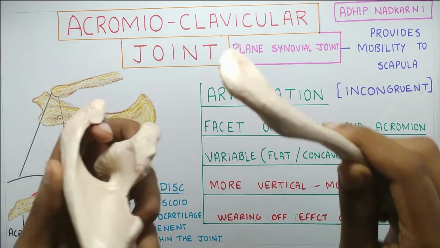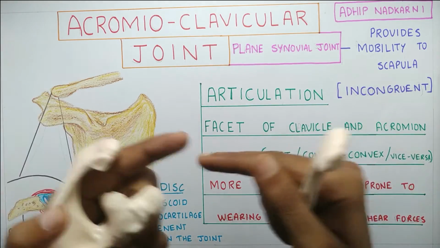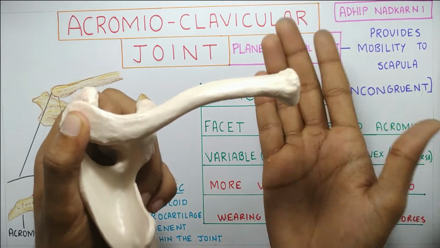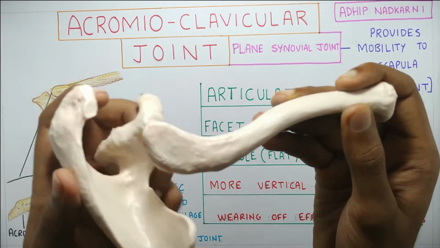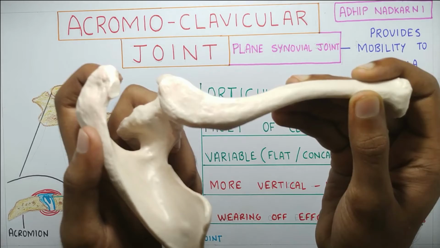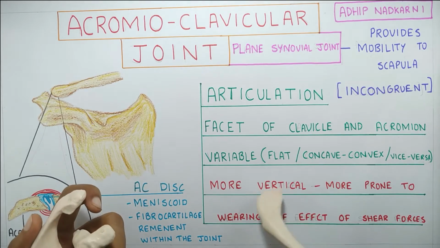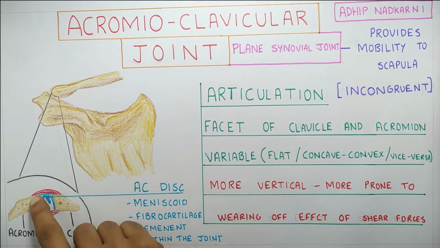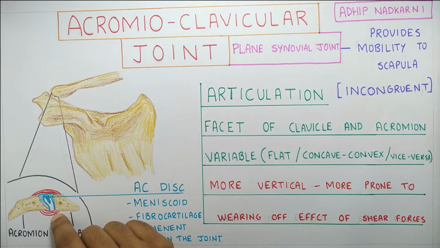a shear force. Shear force is basically two parallel forces in opposite directions. So basically the clavicle is pushed upwards and the scapula is pushed downwards. When that happens, if it's a vertical articulating surface, the chances of wearing off are higher due to the shear force. Now apart from that, if you look at the structure, there is a capsule around this joint and also the ligaments, which we will look at shortly.